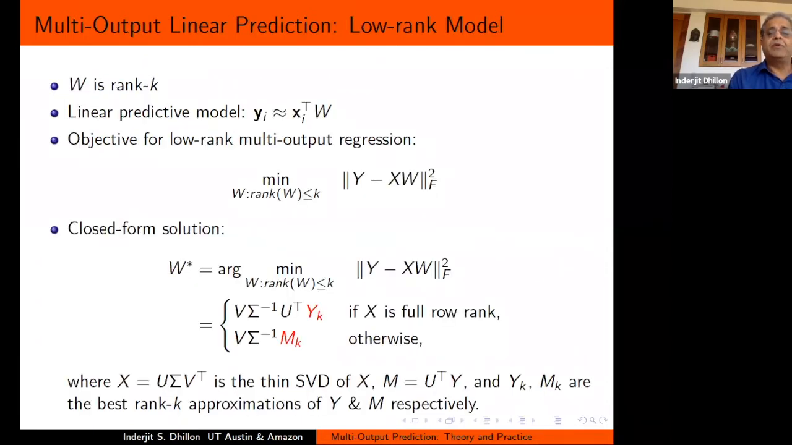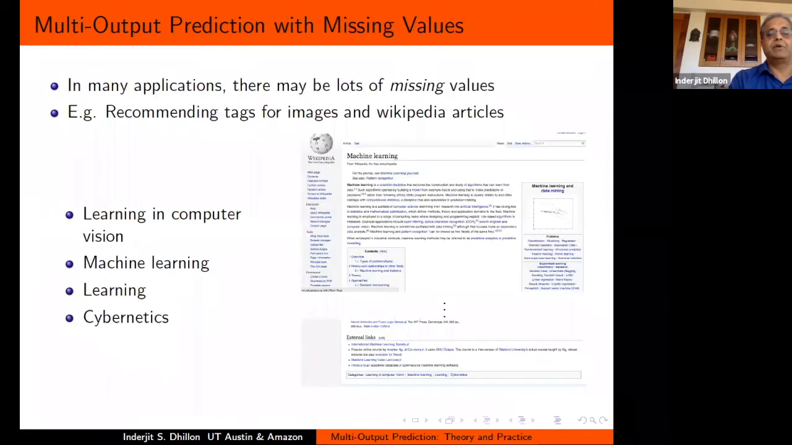And in this case also, it turns out that even though you have a low rank constraint, which is a non-convex constraint, the wonders of the SVD, or the singular value decomposition of the coefficient matrix, allows us to actually get a closed form solution for this problem. So everything is pretty easy so far.